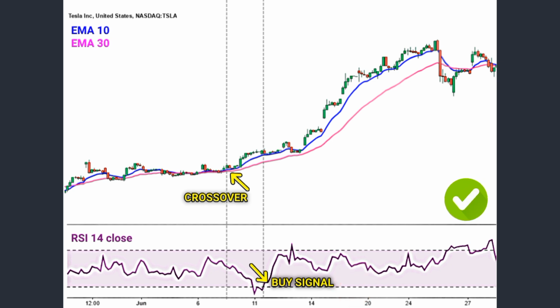Yes, that is correct. The 10-period moving average being above the 30-period moving average indicates an uptrend, so we should look for a buy signal. The RSI crossing above the 30 level is a valid buy signal. As observed, the price has increased following the signal.